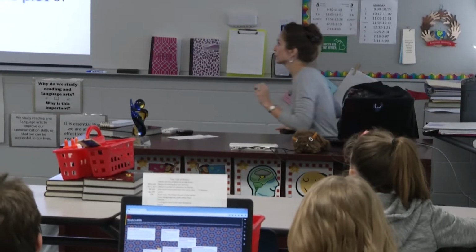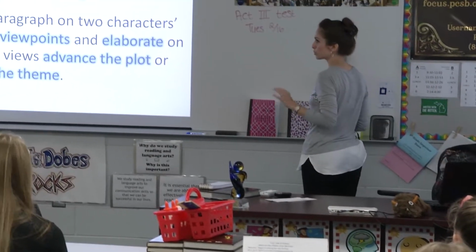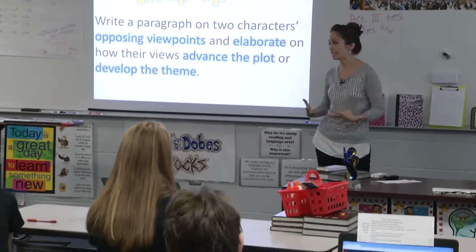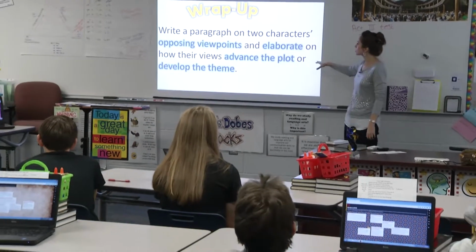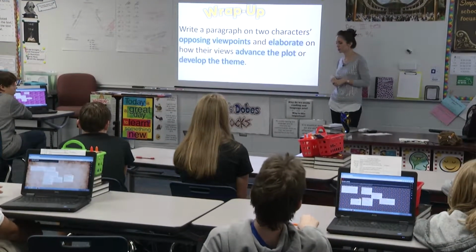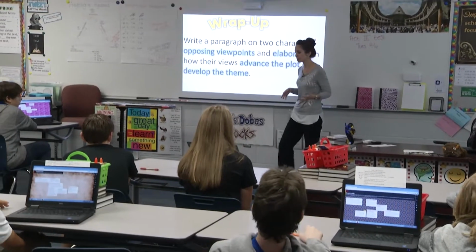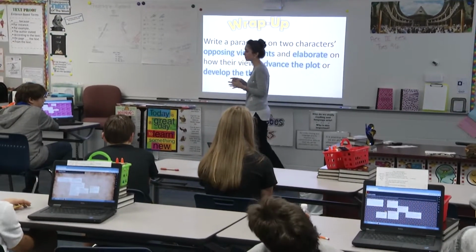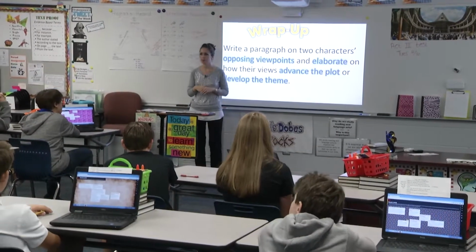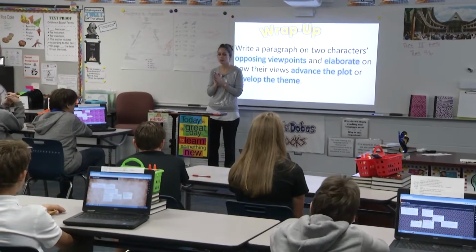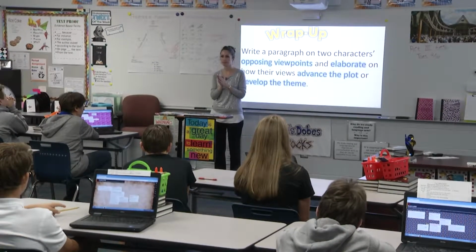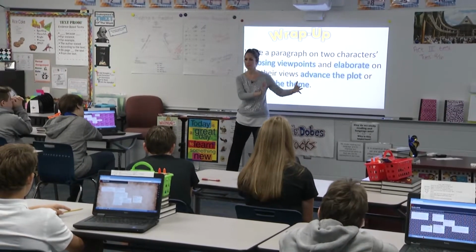And here's what I'd like you to do. I want you to write a little response paragraph. I'm not looking for an essay here, but two characters' opposing viewpoints, and elaborate on how their views advance the plot or develop the theme. What has happened so far with our theme of love and family and vengeance, and based on what we just did here, that helps advance the plot? For example, Mercutio's dead. Tybalt's dead. How is the plot now advanced?